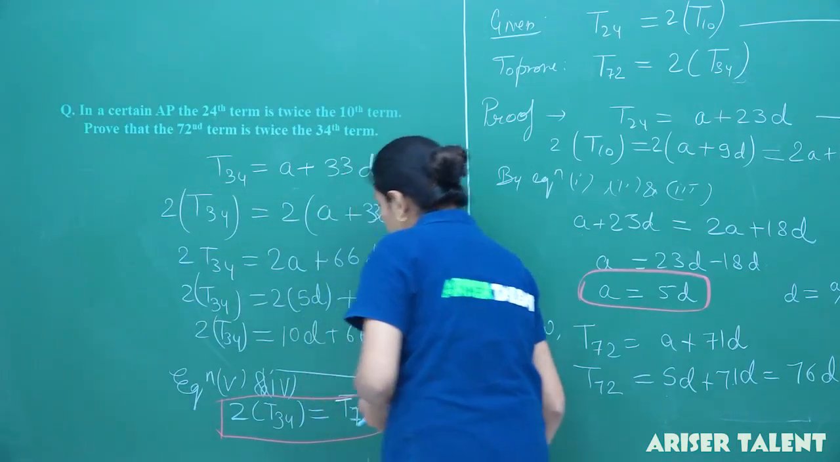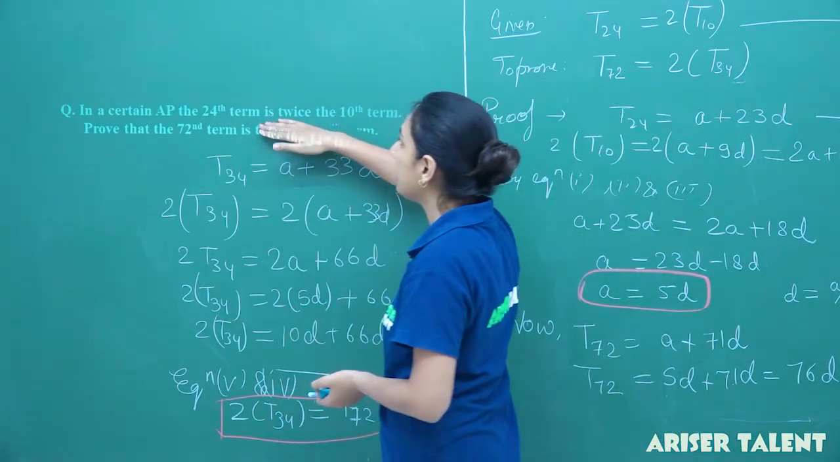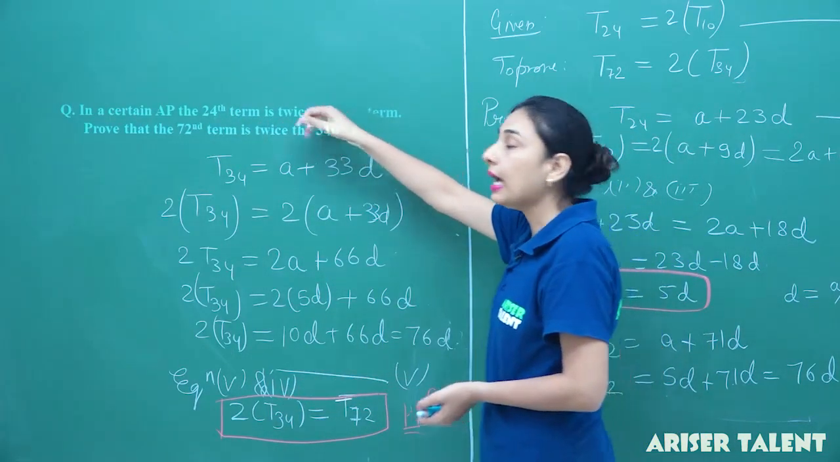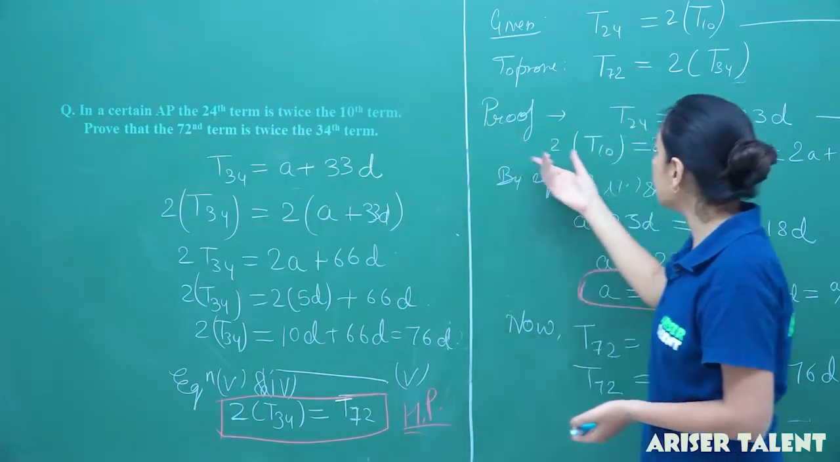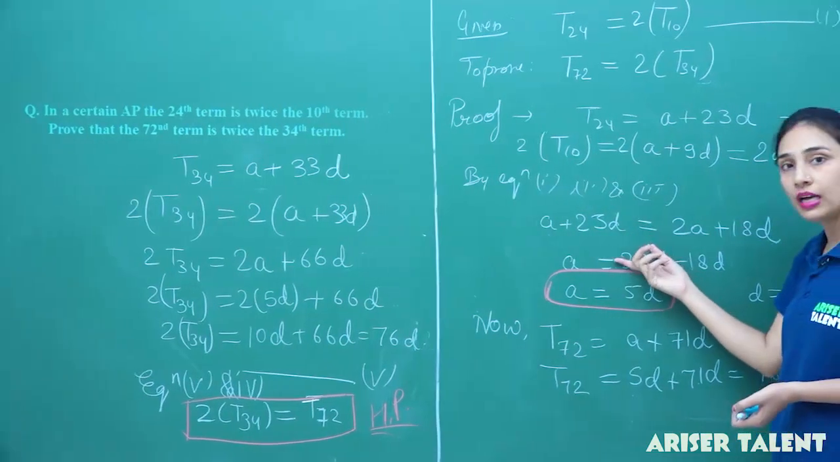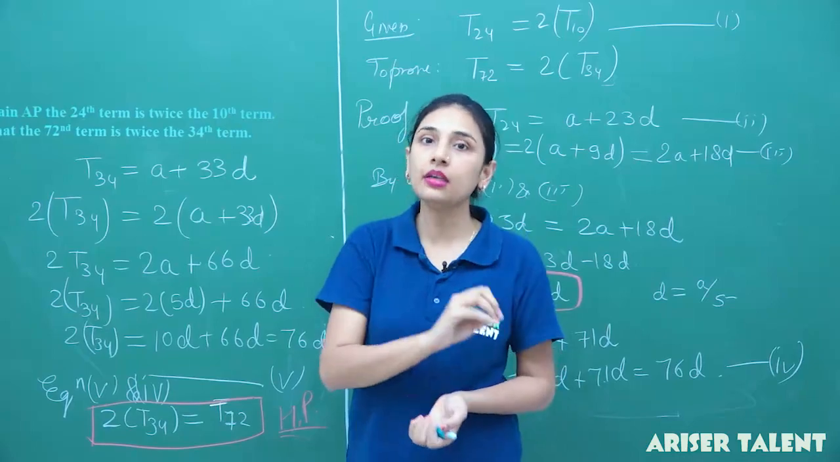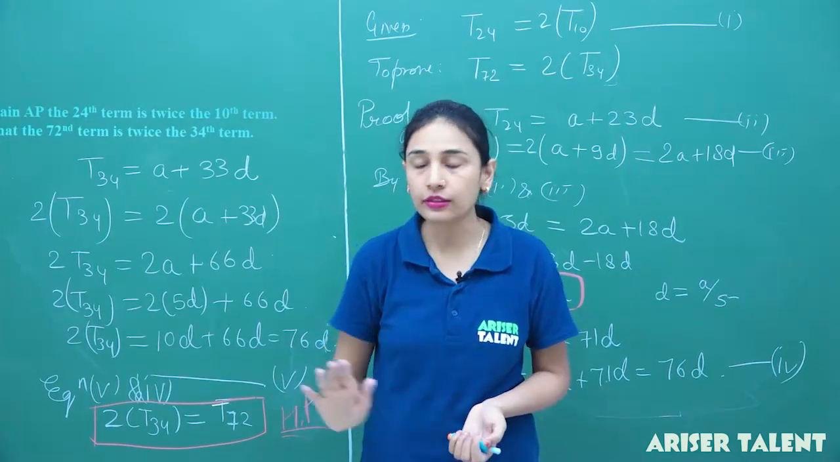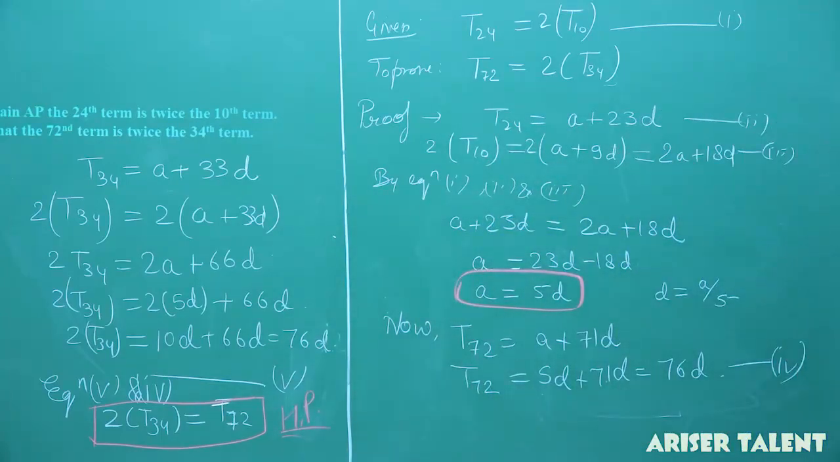So what you did? You just used the first given equation, and in the second given equation that you have to prove, you just applied the formulas and replaced the value of A in terms of D. Right, students? Okay, note it. I am going to rub this.